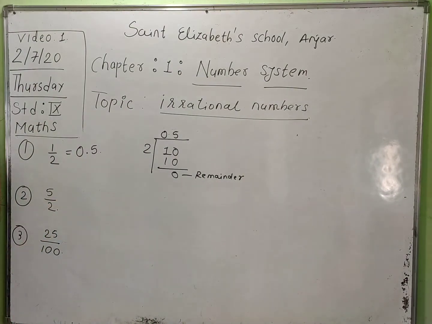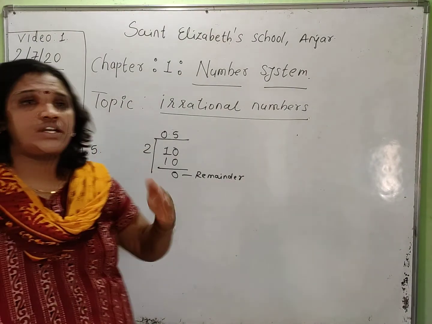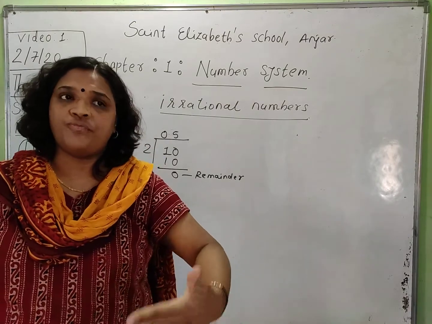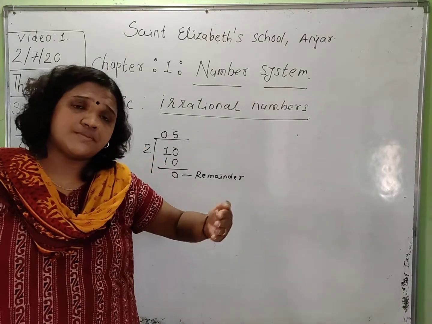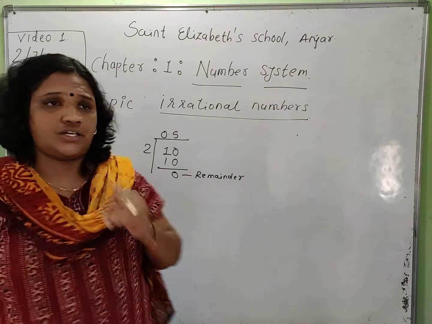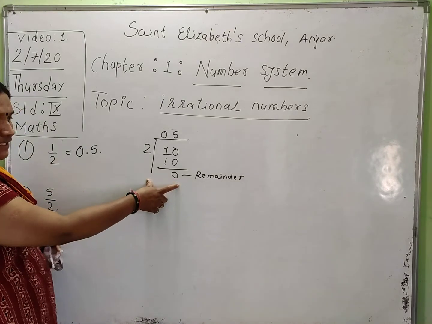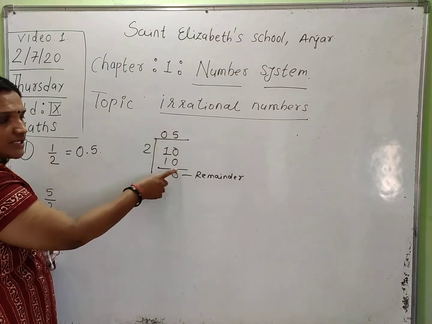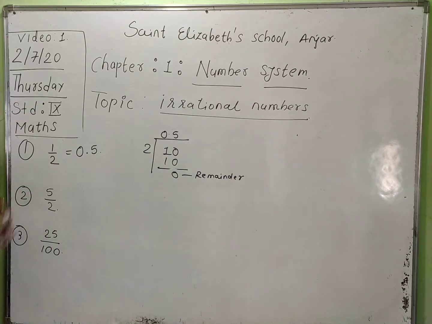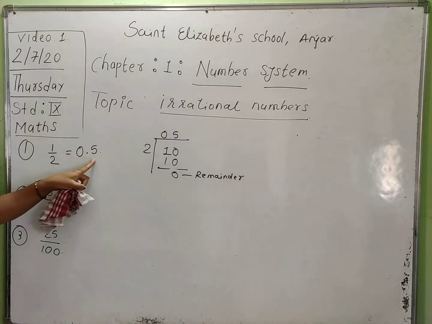Now we have to understand why irrational numbers cannot be expressed in the form of p by q. What is the difference between rational and irrational numbers? For that, we will understand some examples. So 1 by 2, when you divide the number, what you are getting is 0.5. Why? Because here 0 remainder comes. So this number is a finite decimal number.